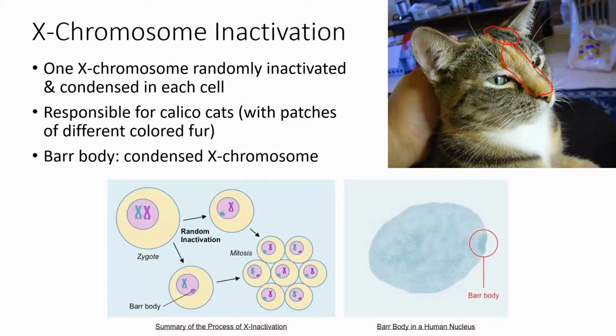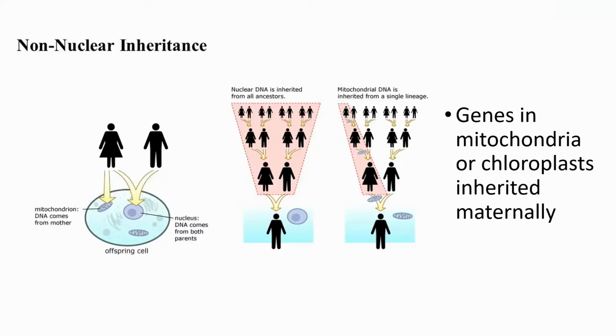So what happens is one of her X chromosomes carried a trait for orange fur, and one of them carried a trait for black fur, and depending on which ones were inactivated, those would be expressed in different patches of her fur, and that was what results in the different color. It's pretty cool. It's the reason why most, if not all, calico cats are female.